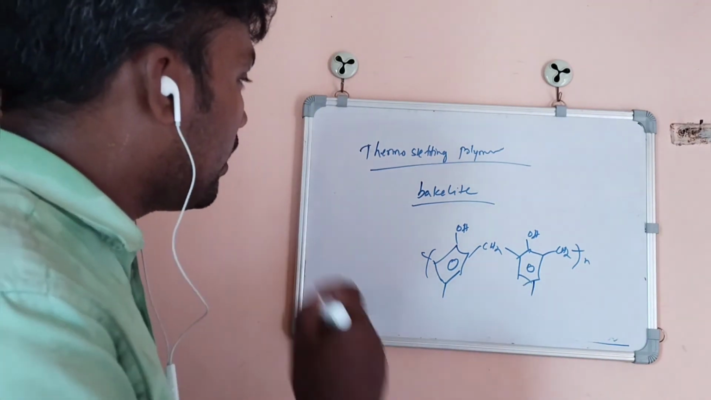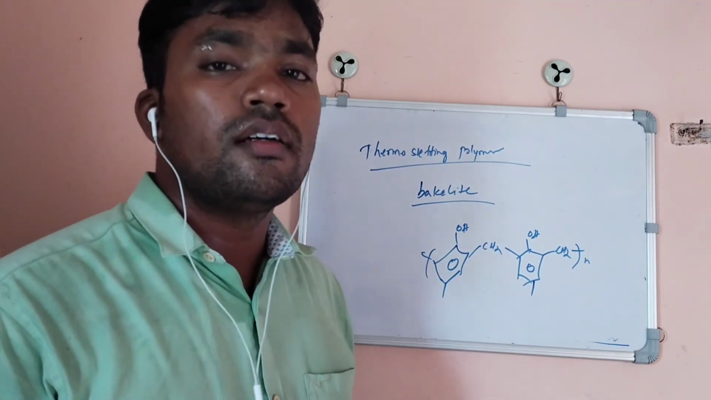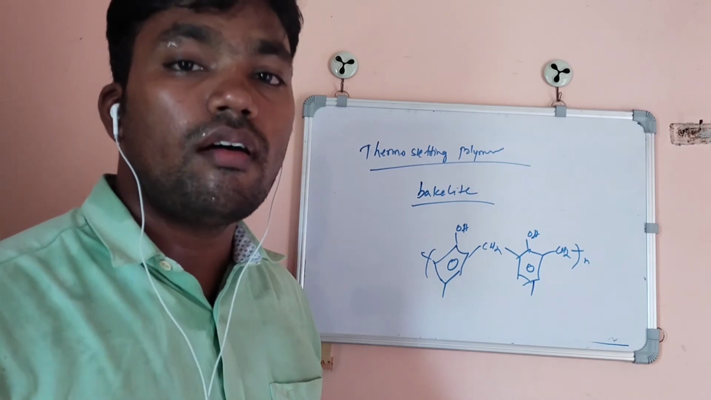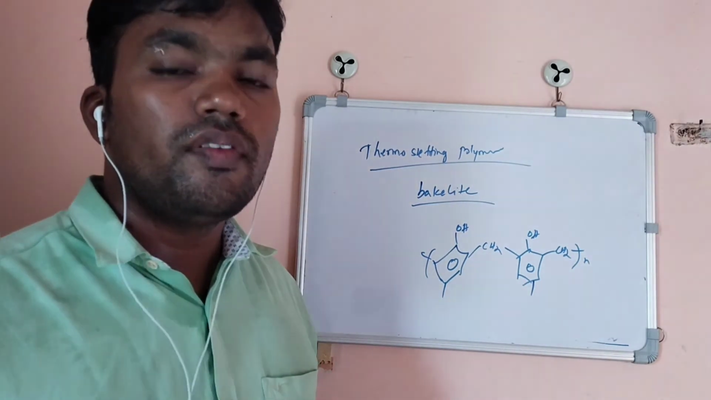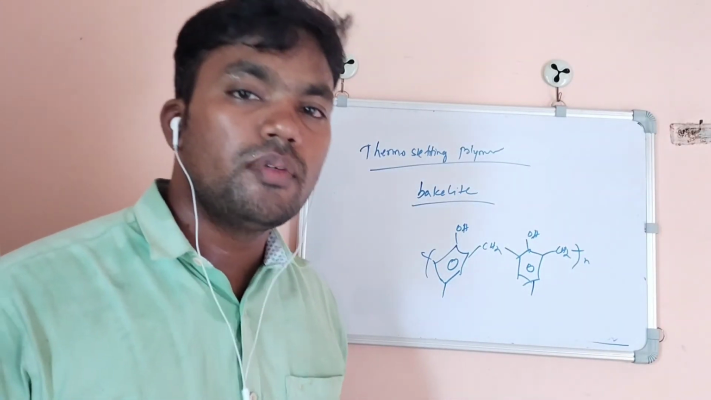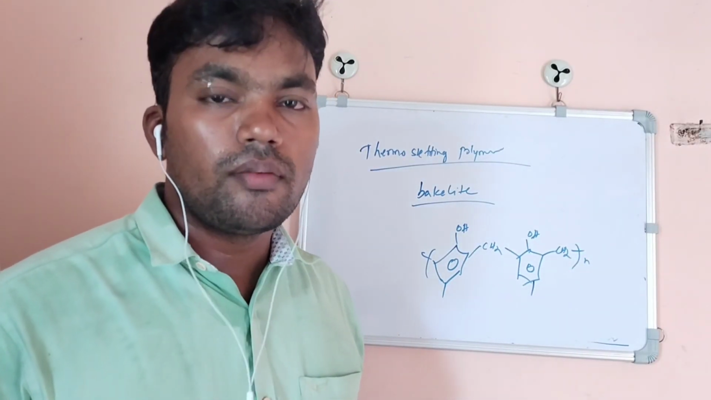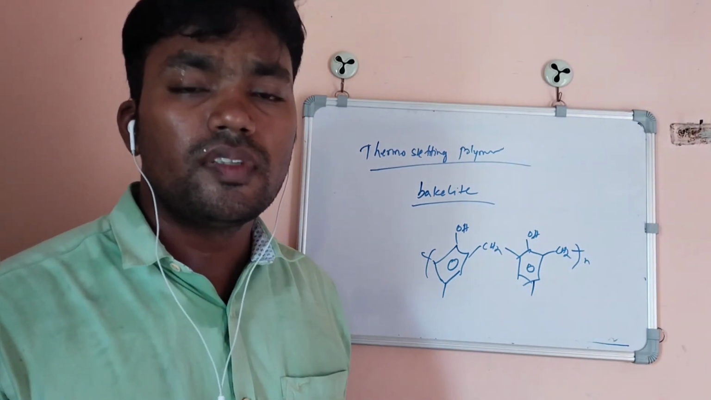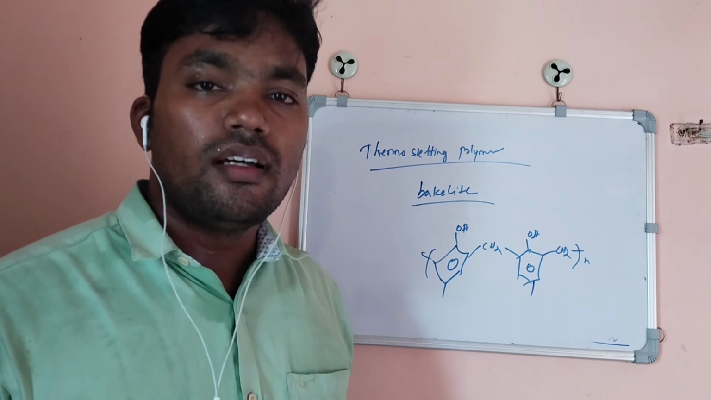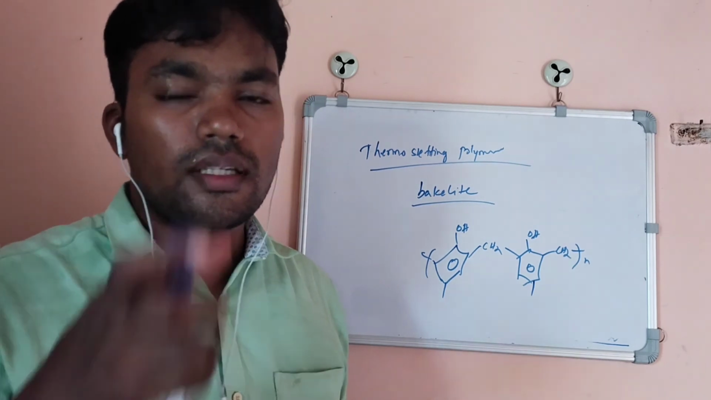In this class, you have learned the classification of polymers based on the molecular forces involved in the polymers. Under this category, we can classify into 4 types: elastomers, fibers, thermoplastic polymers, and thermosetting polymers. I have explained each topic. I hope you understand the concept behind this classification.